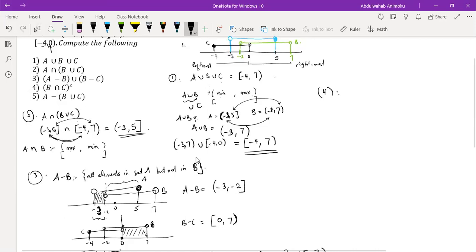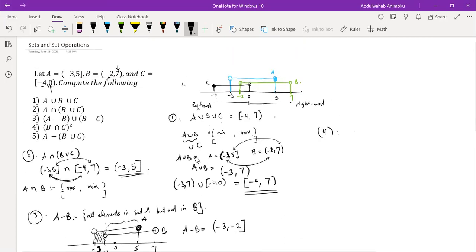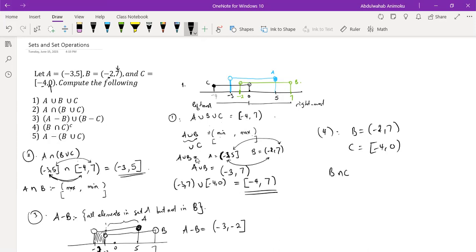So B intersection C, I think we can easily do that. So let's just get the sets again. B intersection C, so B is minus 2 to 7, and C is minus 4 to 0. Now, if you check these two sets, the same thing, you can see that these two sets are not disjoint. They have something in common. Because they have something in common, then we can use the rule for B intersection C first. We need to find this first before we find the complement.